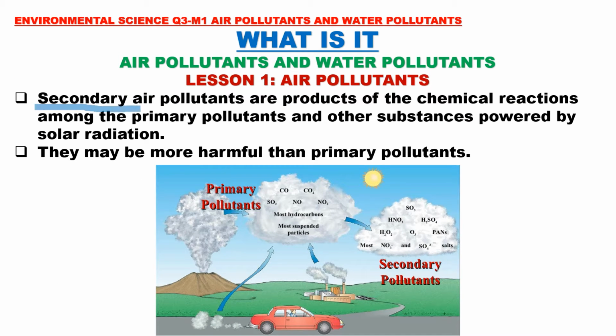Secondary air pollutants are the products of the chemical reactions among the primary pollutants and other substances powered by solar radiation. They may be more harmful than primary pollutants. So here we have pictures of primary pollutants coming from vehicles, factories, from volcanic eruption. When these primary pollutants undergo chemical reaction, powered by solar radiation, they turn into secondary pollutants. And it is said that secondary pollutants are more harmful than primary pollutants.